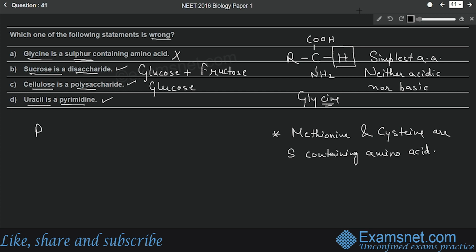What are the examples of purine? There are two purines, adenine and guanine. And pyrimidines, these are cytosine, uracil and thymine. Okay. Uracil is found in RNA and thymine is found in DNA. So we can say that uracil is a pyrimidine. So out of all the given statements, only the first one, that is option A, is wrong. So this will be the answer here.